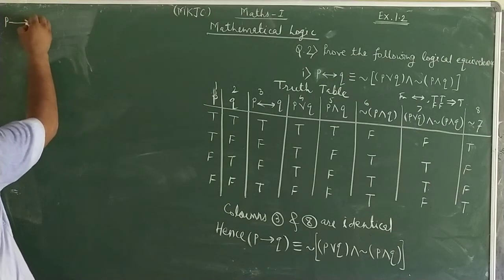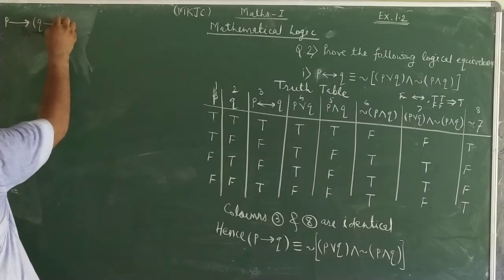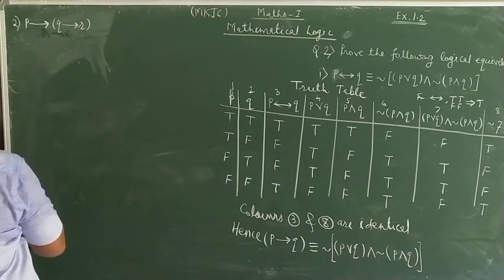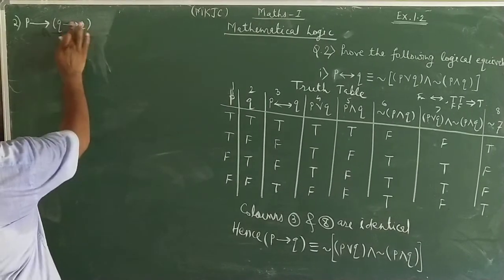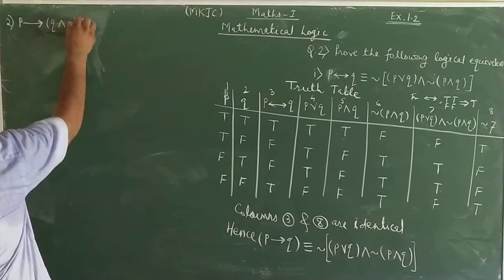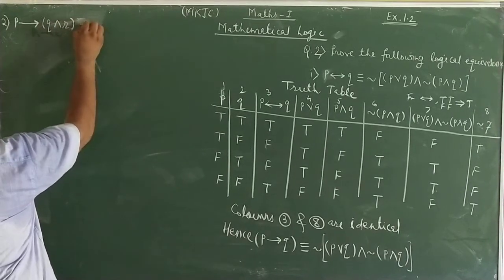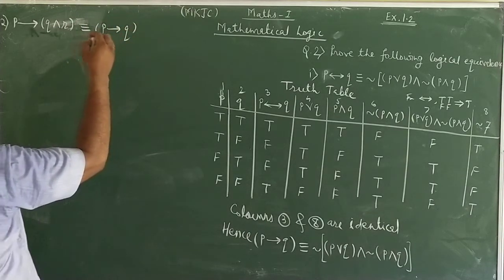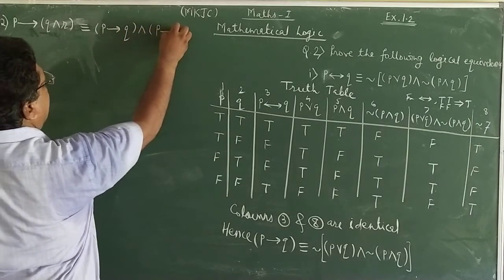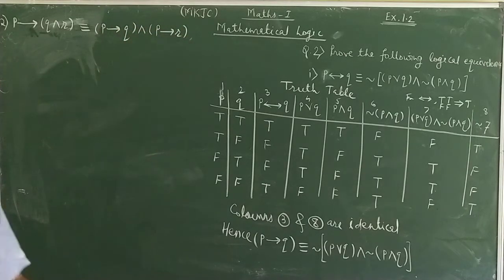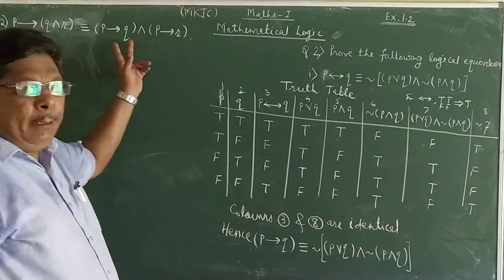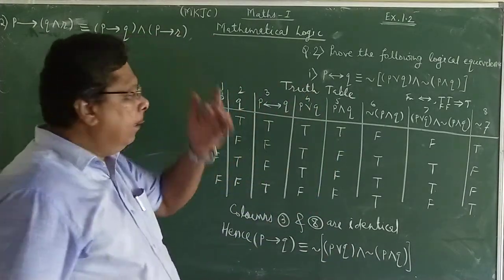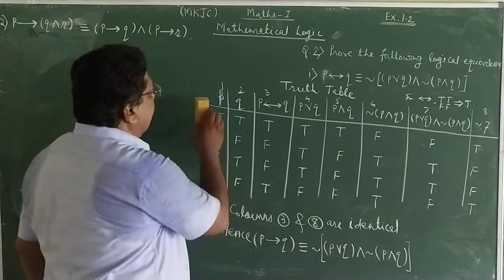P conditional Q conditional R. P conditional Q and R is logically equivalent to P conditional Q and P conditional R. Now here are the three statements P, Q, R. By using truth table we will prove it. Okay, now take screenshot. We take the second one.